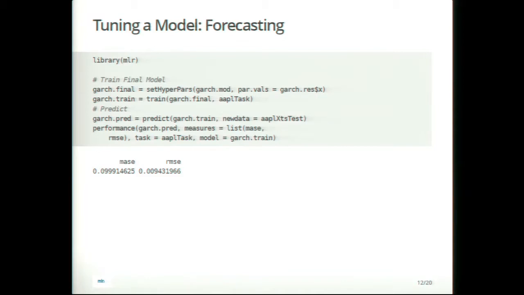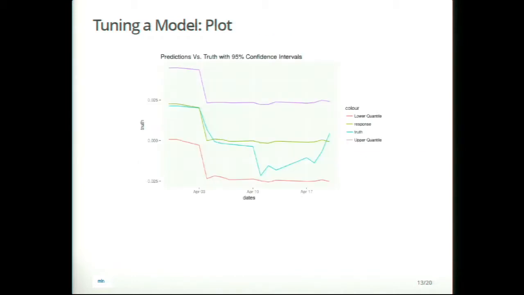But we can take this final tuned model, and to train the final model, we use setHyperPars. We pass it the optimal tuned parameters from garch.res, where we store them. We train the model again, we do predictions, and we do performance measures again. You can see that we do about 50% better in this toy example. And here's a plot of that.